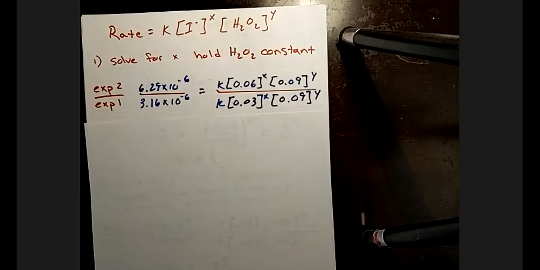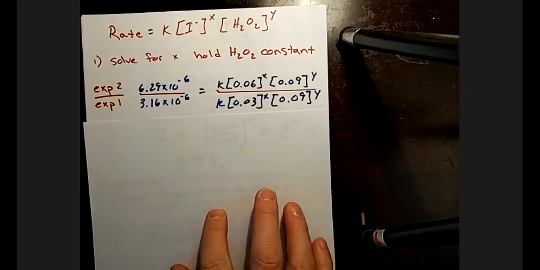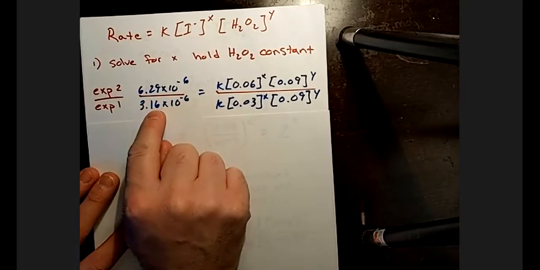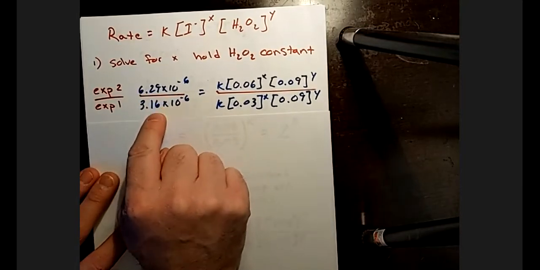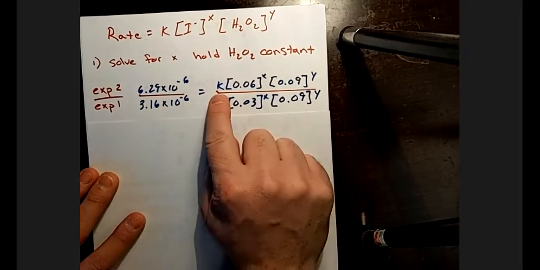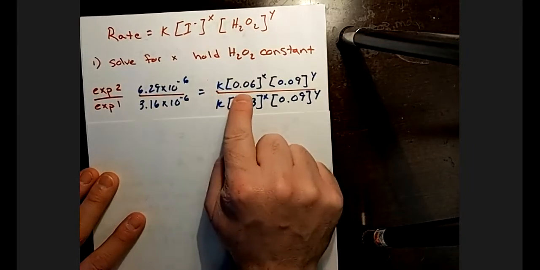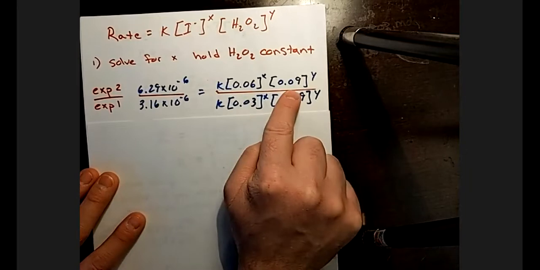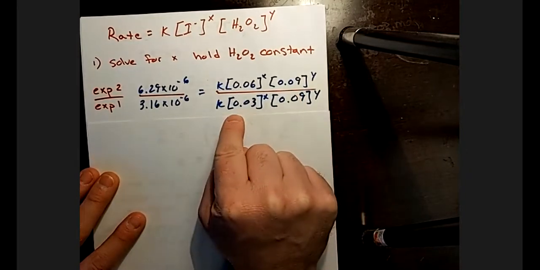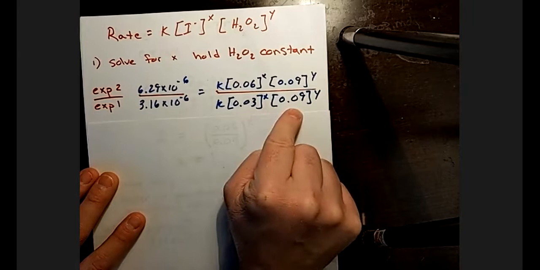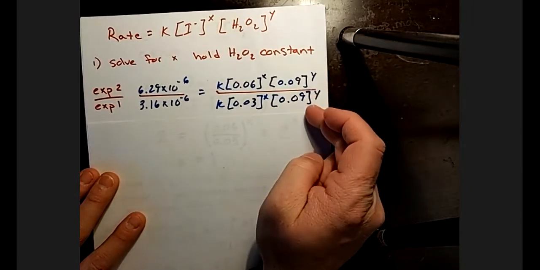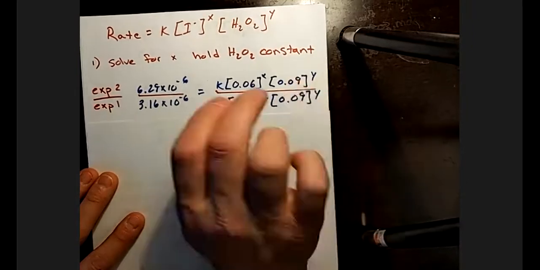Okay, so by picking experiment 2, I'm at experiment 1, okay? I have the solved rate value for each one of those experiments. Again, this is right off your data table. Equals the rate constant times the iodine's concentration and the peroxide's concentration over experiment 1, the iodine concentration, and the peroxide concentration. Now, because these two are held constant, their values go away, right?